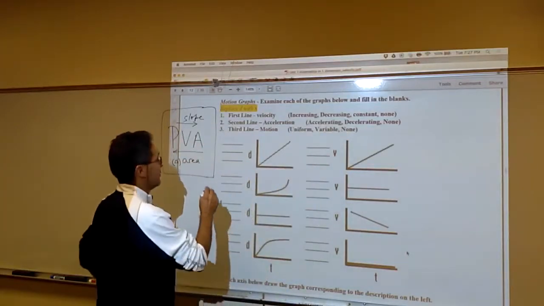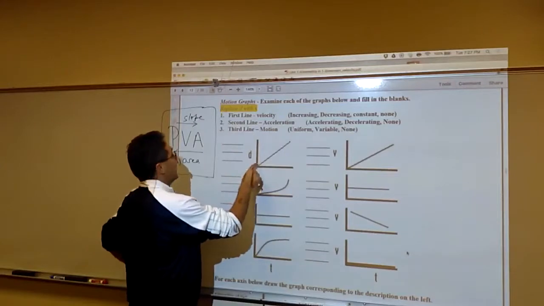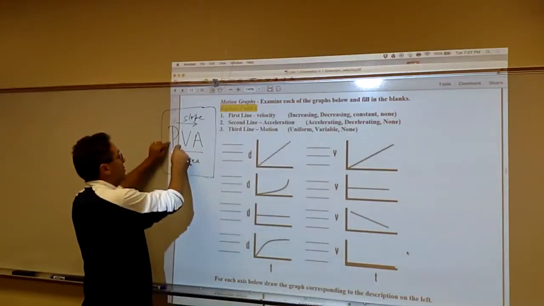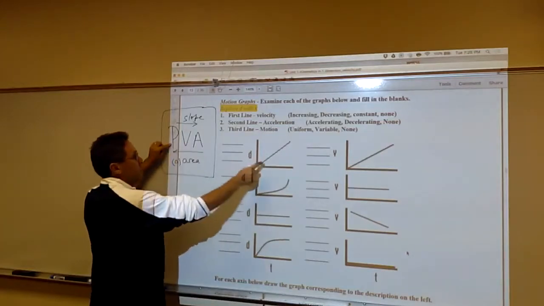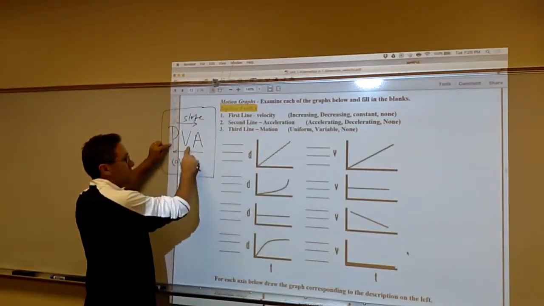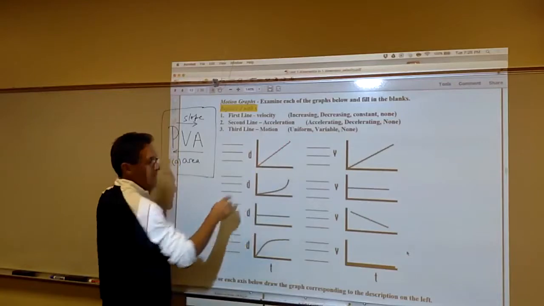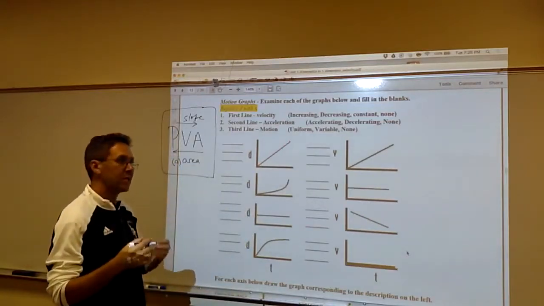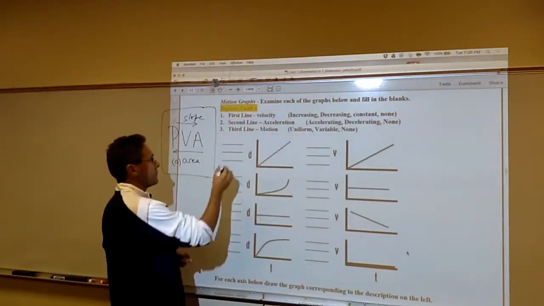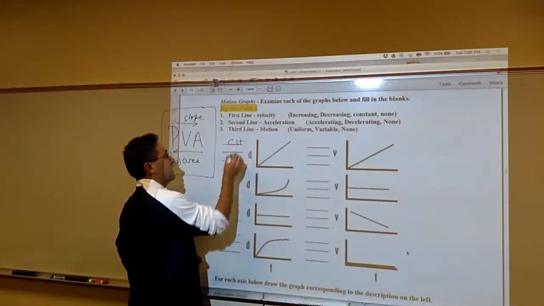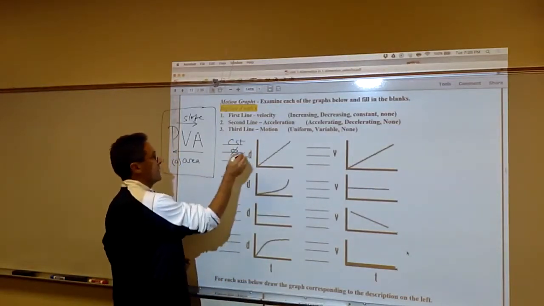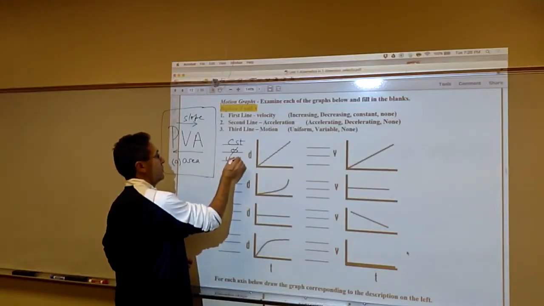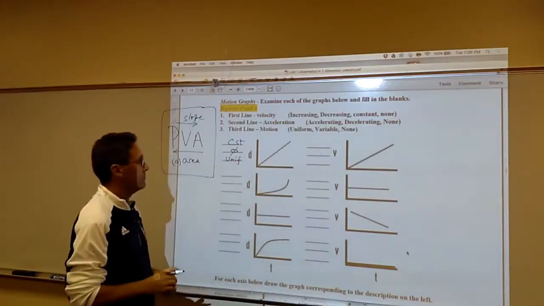All right, so let's look at the first line. If you have a position time graph, the slope gives you the velocity. You look at the slope here, it's a constant slope. In other words, it's not a change in slope. So I can say that the velocity is constant. And if the velocity is constant, there is no acceleration. And the motion will be uniform. I'm just going to abbreviate.